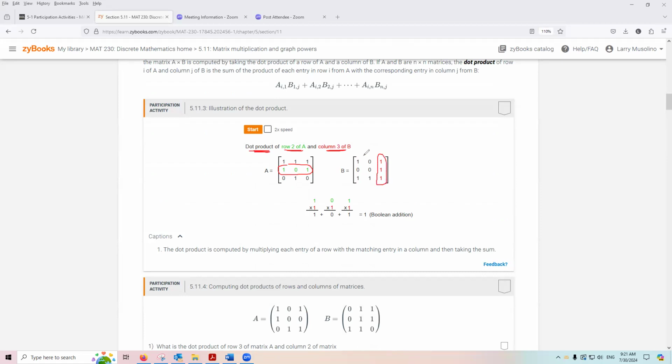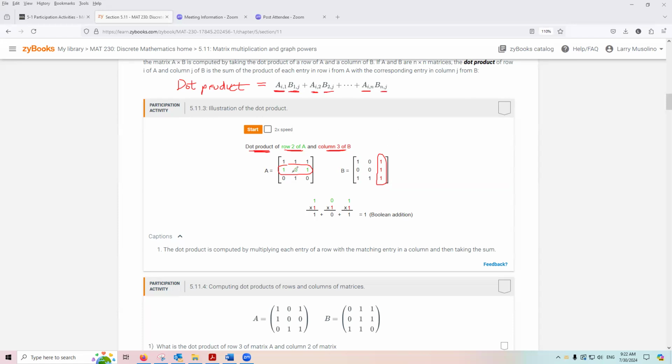So I have to know, how do you calculate the dot product? Well, here is the rule up here. If you want to calculate the dot product, you take the corresponding entry from row A to column B and multiply those together, and then add those sums together. So let me show you what we're going to do here.